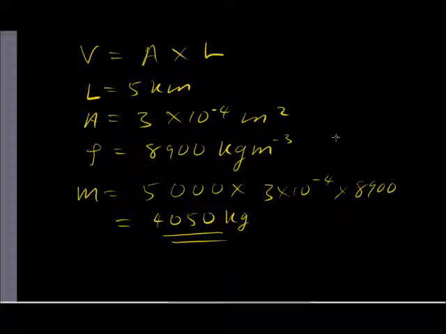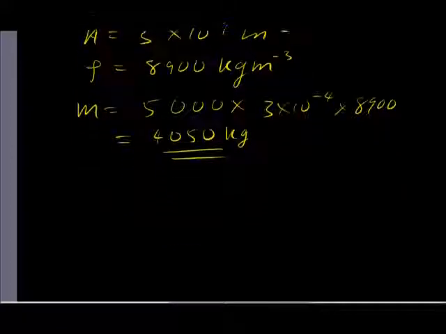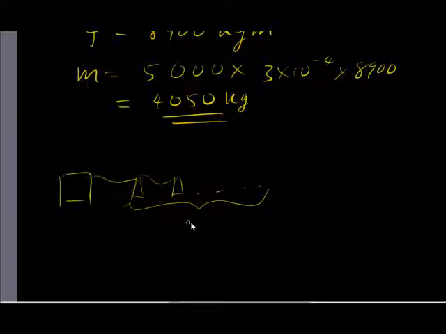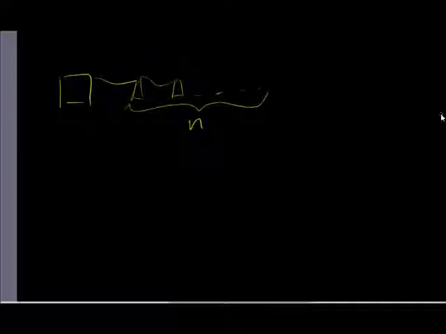Alright, let's look at the next part of the question. Here we need to calculate the minimum number of towers needed between the grid and the factory to support the copper wire. So we have a factory here, the wire and the tower, and now our task is to find the number of towers needed to support the cable.